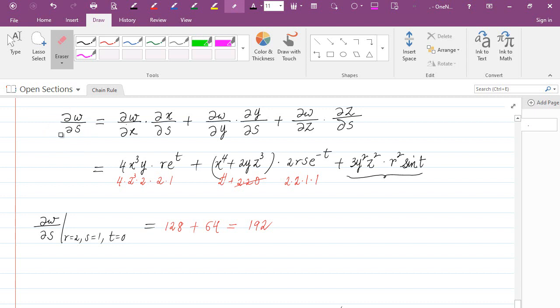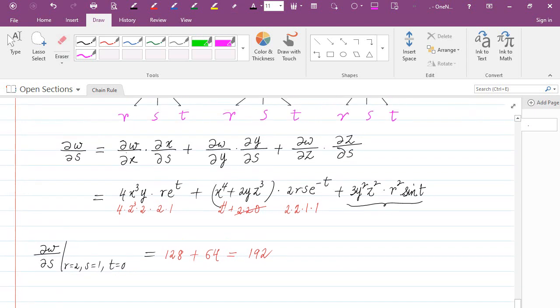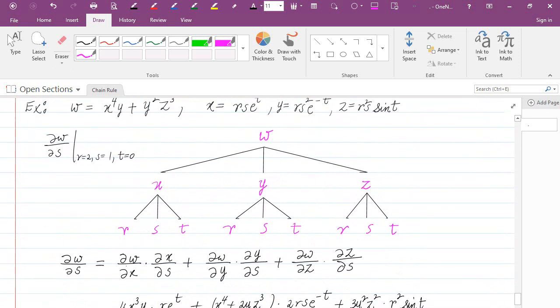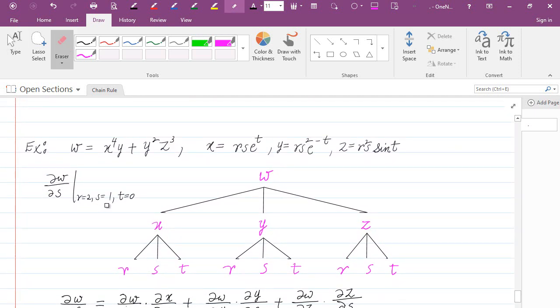So once we plug those in, and now remember that I want to calculate the partial derivative of w with respect to s when r is 2, s is 1, and t is 0. Well, when r is 2, s is 1, and t is 0, what are the values of x, y, and z? So when r is 2, s is 1, and t is 0, what is x? So r is 2, s is 1, t is 0, e to the 0 is 1, s is 1, r is 2, so x would be 2. So I got x is 2.